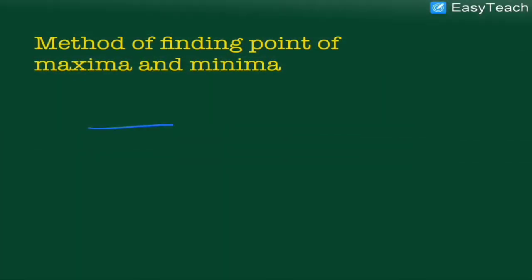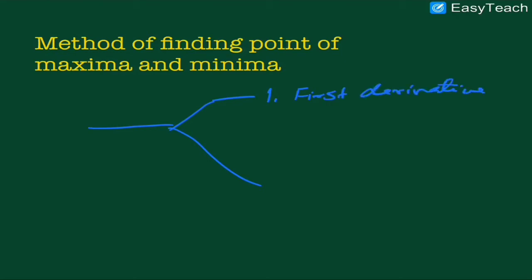Now the method of finding points of maxima and minima. There are two methods to find the maxima and minima. First is the first derivative method, and the second is the second derivative method.